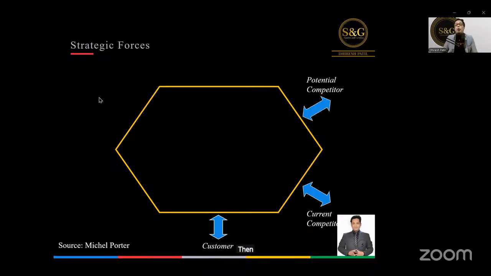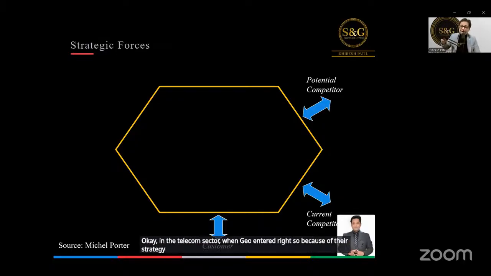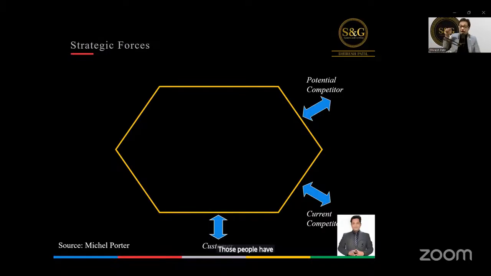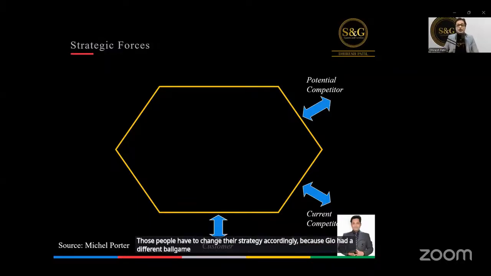Then comes the potential competitor. Let's take the example of Jio in the telecom sector, when Jio entered. Because of their strategy, the current players like Vodafone, Bharti Airtel, MTNL and BSNL all had to change their strategy accordingly, because Jio had a different ball game altogether. Initially it was a zero pricing model they brought, and it created a complete chaos in the market. So potential competitor also plays a very important role.